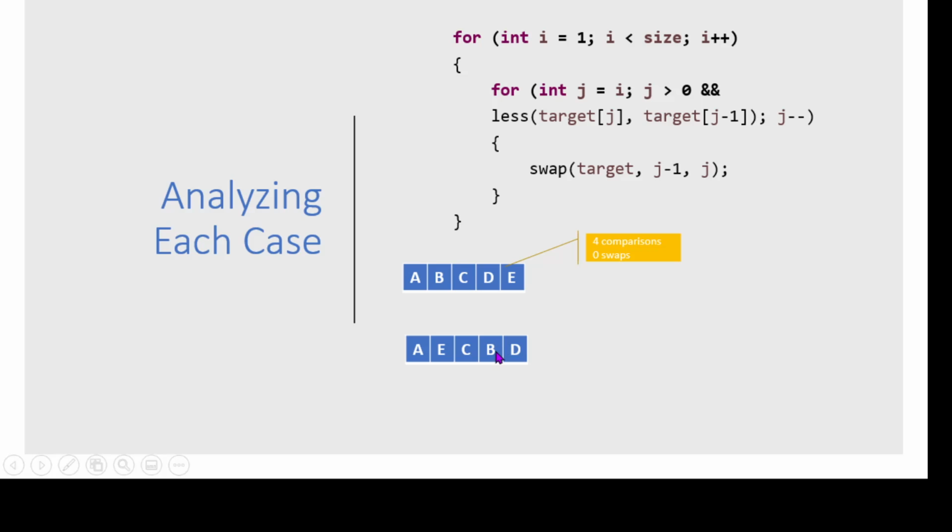Then we come over here, B and E. There's a comparison and a swap, and B and C, a comparison and a swap. B and A is good, and if we continue through this logic, basically we see there's 8 comparisons, 4 swaps. So it's not too bad. It kind of feels like we're still order n-ish. We have 5 values, 4 swaps. That's not so bad. 5 values, 8 comparisons. We're still less than double what the size is.